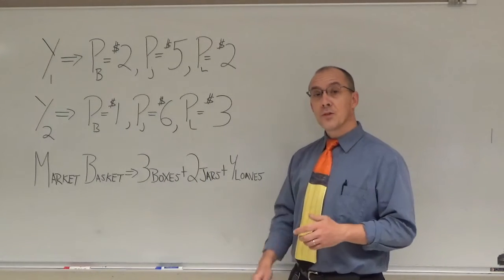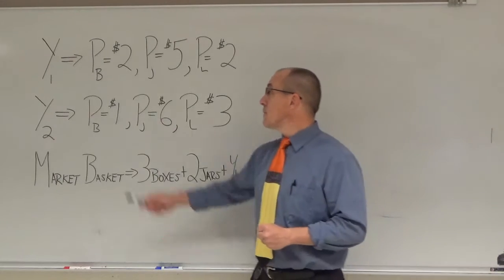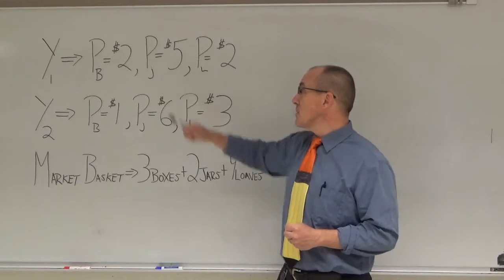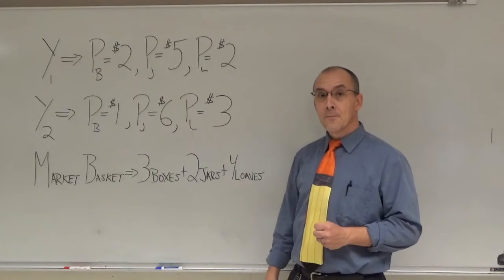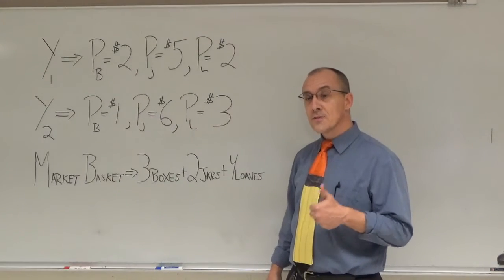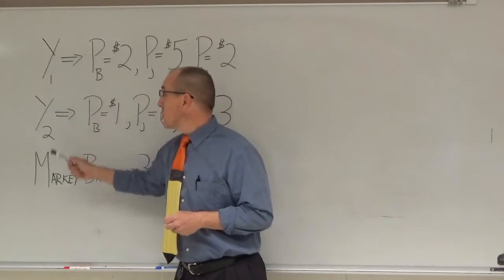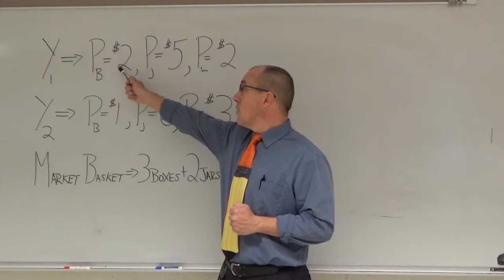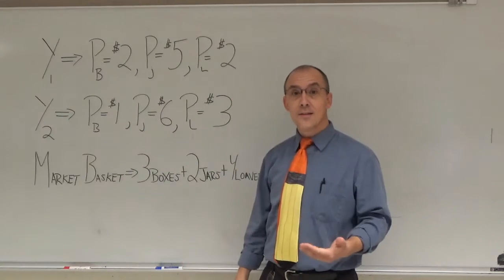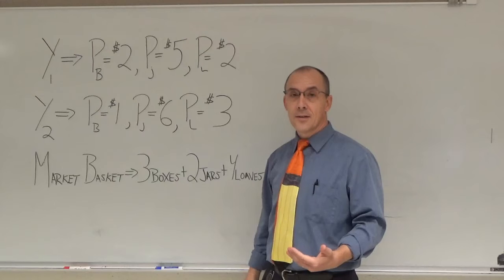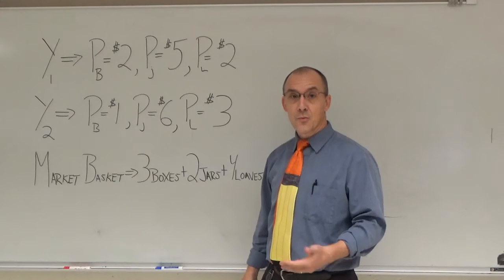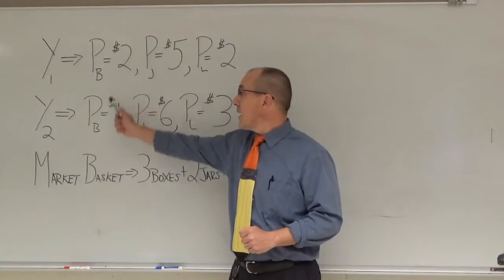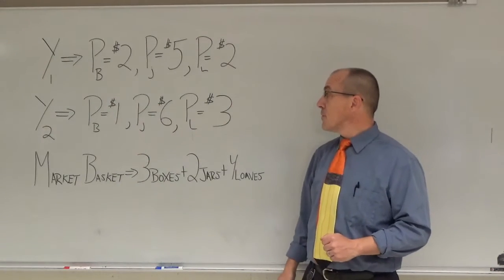Now we've created a situation where we're only looking at three different goods: boxes of spaghetti, jars of spaghetti sauce, and loaves of garlic bread. And it's important to note how their prices change from year one to year two. Boxes of spaghetti go from $2 to $1. The price has gone down. This happens often in economic situations where prices do go down for some goods in an economy. So it's gone down by 50%.